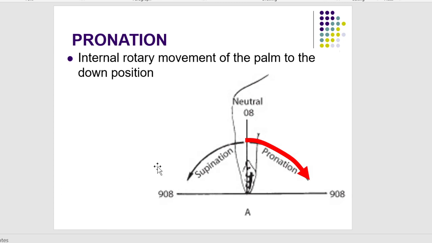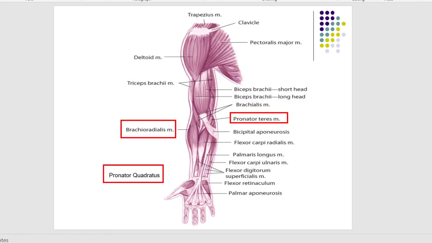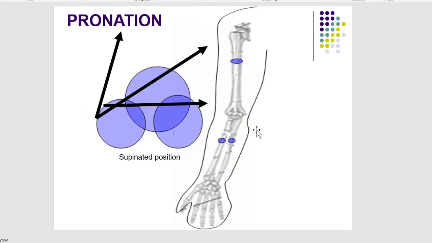Then you have your pronation and supination. So basically, when you do pronation, it's around 90 degrees, from 0 to 90. The muscles responsible for pronating the forearm are your pronator teres, pronator quadratus, and part of brachioradialis. It helps in pronation. So this is the line of action of the force generated by those three muscles.